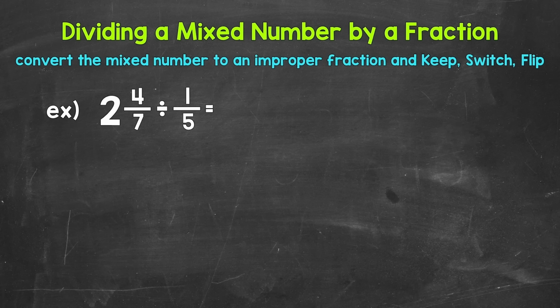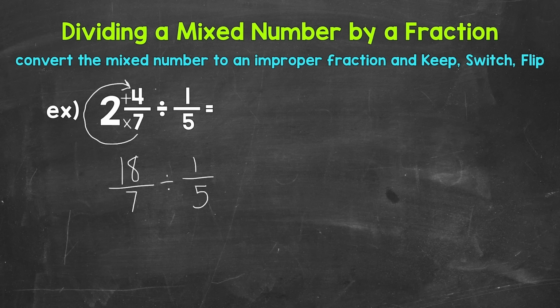Keep, switch, flip. So let's convert 2 and 4/7 to an improper fraction. So we start at the bottom, we multiply, and then add. So the denominator times the whole number, 7 times 2 is 14, and then add the numerator. 14 plus 4 is 18. That is our numerator of the improper fraction. And then we keep the denominator of 7 the same, divided by 1/5. So I rewrote the problem with the mixed number as an improper fraction.